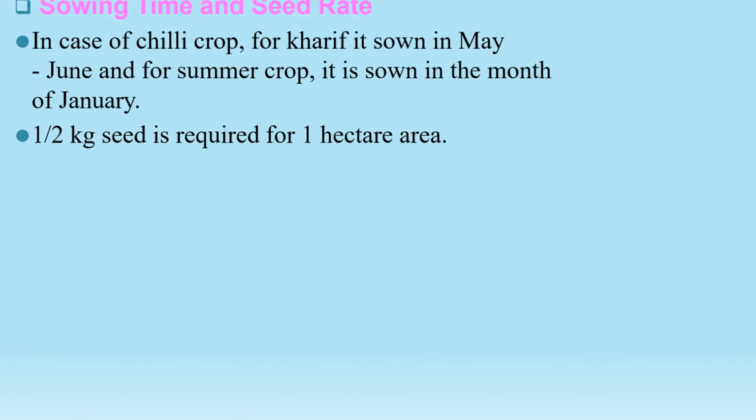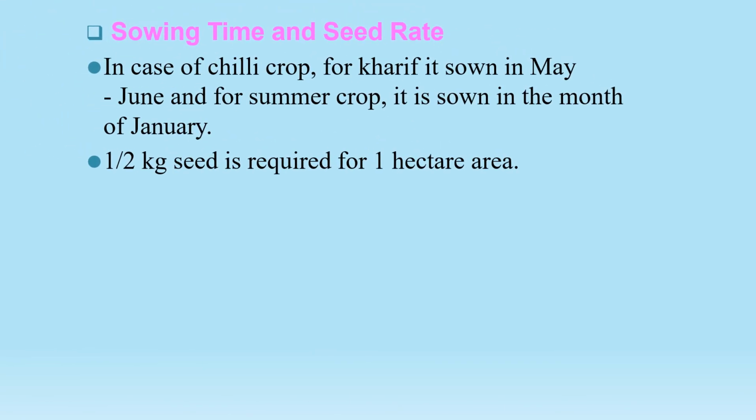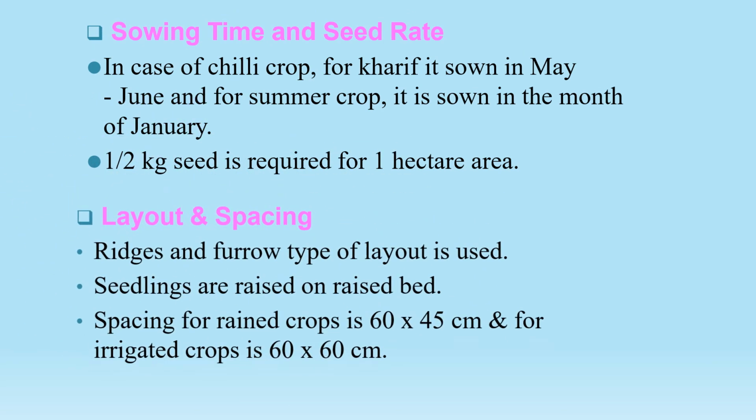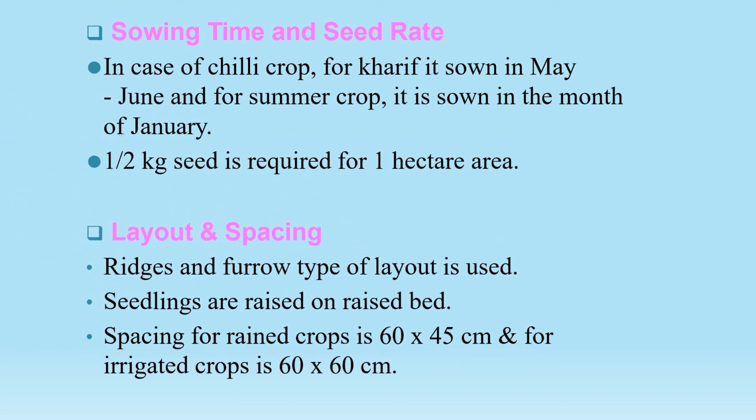Here you can see the sowing time and the seed rate, and you can observe the layout and the spacing. The most important things to maintain for a crop are sowing time and seed rate. You should take note of how it is maintained and improve the crop based on that. For Kharif, sowing is done in May to June, and for the summer crop it is sown in the month of January.